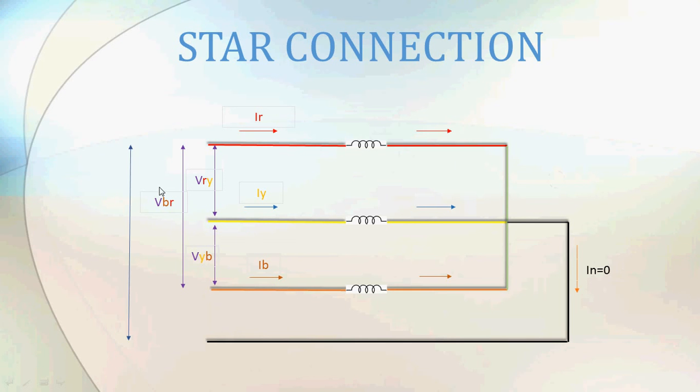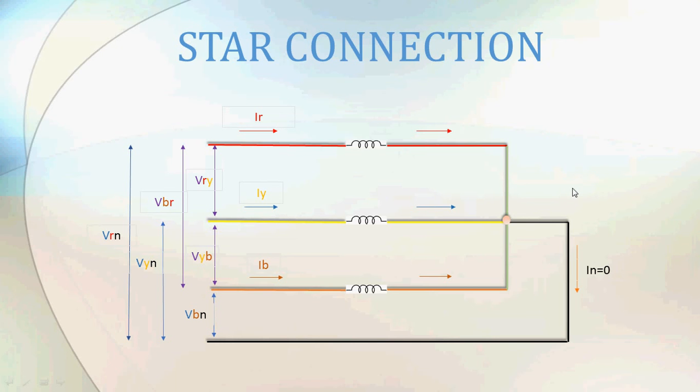Then let us talk about the other voltages which are between this red point and the neutral point. This is the neutral line. So that voltage will be called as VRN. Similarly, VYN and VBN. So these voltages, the potential difference between one point R and neutral point N, are called as phase voltages, whereas the other voltages VRY, VBR and VYB, they are called as line voltages.